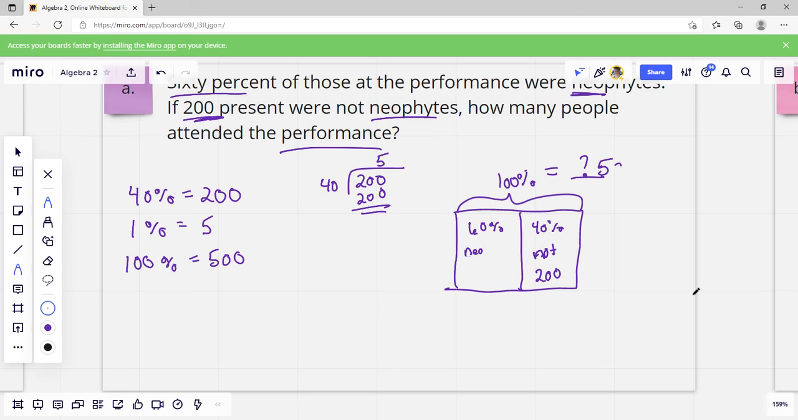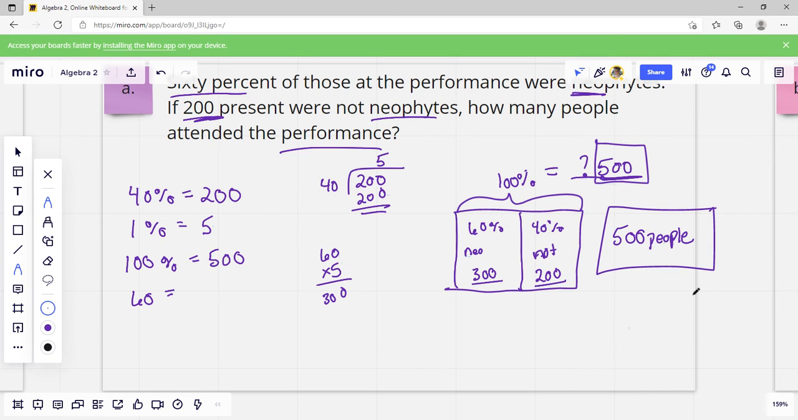So if that's 500 up there, that means if we multiplied 5 times to get 60%, this should be 300. Yep, and if we added together our 300 and our 200, we'd get 500. The answer to that one is 500 people. That's the answer to A.